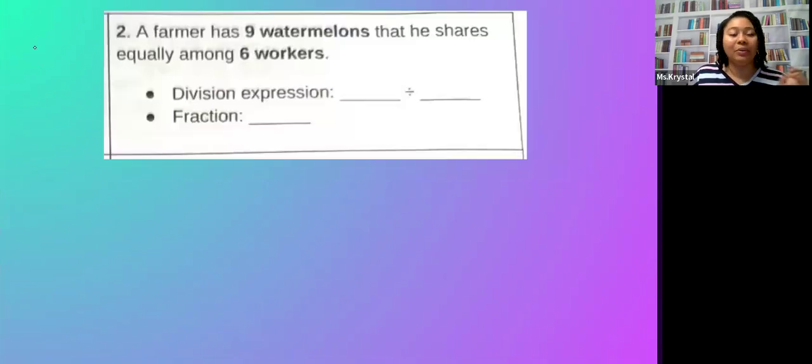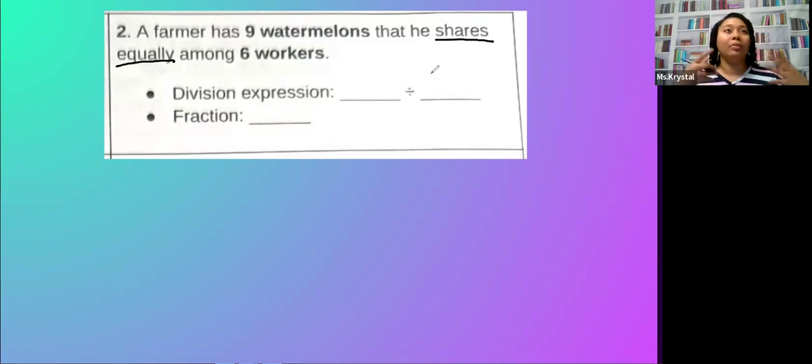All right, number 2, a farmer has 9 watermelons. He shares equally among 6 workers. So one thing I definitely want you to take note of is this word equally or shares. You might see splits or even divides. Those words let us know we're doing division. When they're giving us something and they want it to be divvied out or divided out into a certain number of people or pitchers or pots or anything like that. So, anyways, we have 9 watermelons and we're putting them equally among the 6 workers.